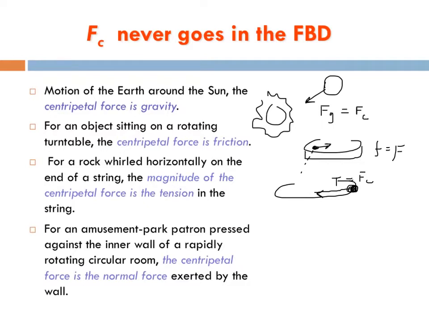Now, in all these examples, I'm only showing one force that is your centripetal force, but it doesn't have to be that case. You can have, again, a sum of the forces that are your centripetal force. Like in this case, when you have an amusement park patron pressed against the inner wall of a rapidly rotating circular room, and we're talking about a gravitron, which we'll see an example of later. Here's where you have that person, and it's against this rotating room. The centripetal force here would be our normal force.